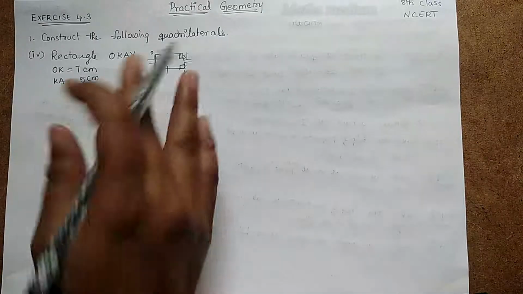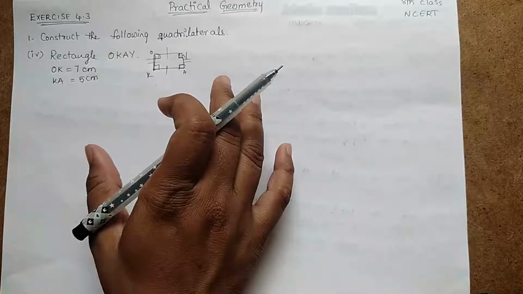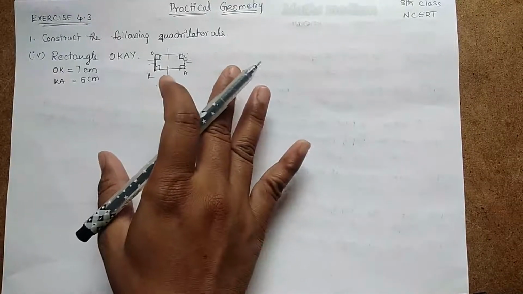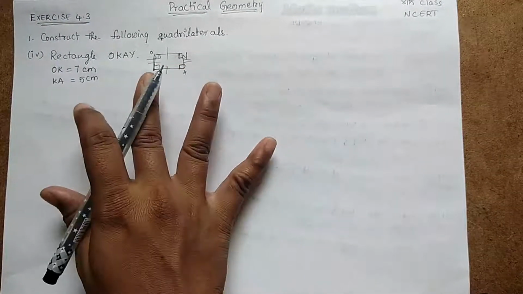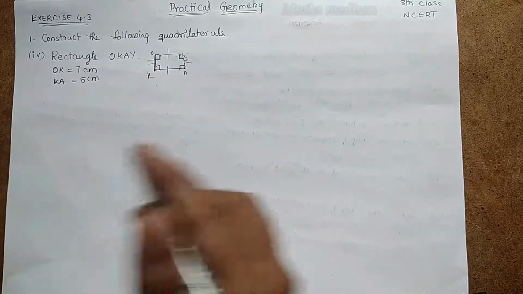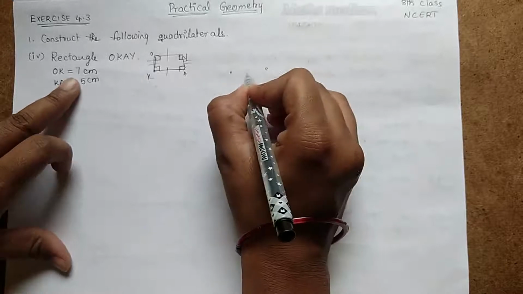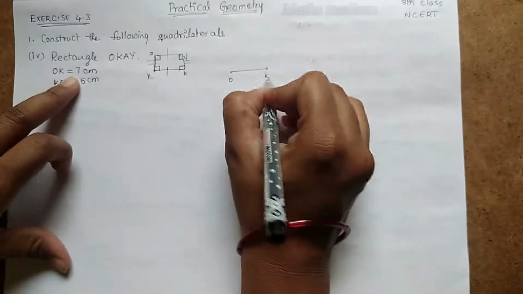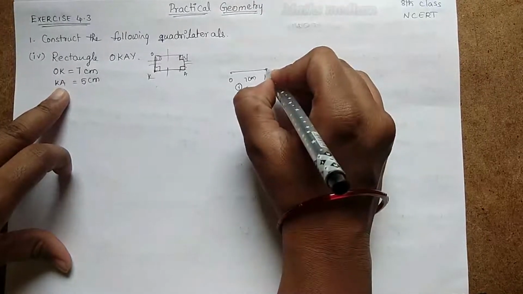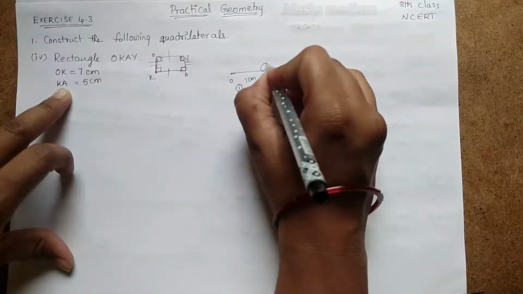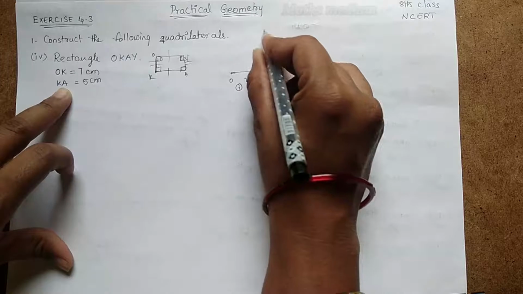Before going into the construction of a rectangle, we have to make a rough sketch of the rectangle. Then we will get a better picture of the construction. So let's move to the rough sketch. Take step 1 as the base, that is OK as 7 centimeters. Then at K we don't have an angle, but we know a right angle is 90 degrees. Put a protractor and make 90 degrees.